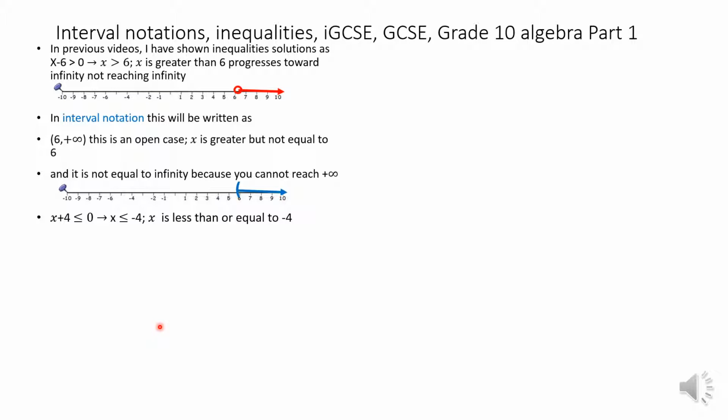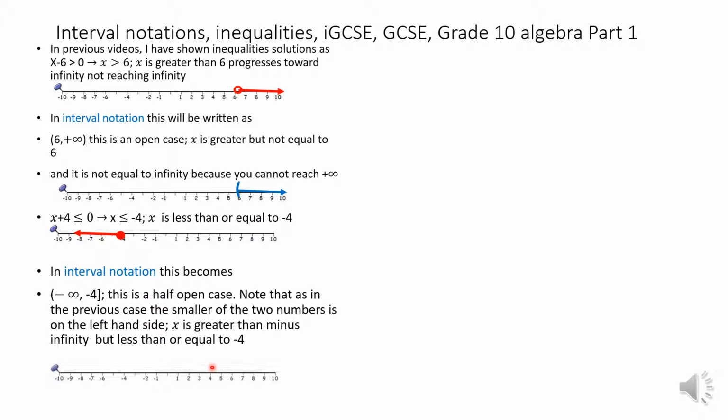Another example: if you've got x is less than or equal to -4 as an inequality, on the number line you have a filled circle at the point -4 pointing towards the left-hand side, towards infinity. In interval notation, you have a similar thing again. You've got a square bracket after the -4, showing that it is equal to -4, and minus infinity because you never get to infinity as such.